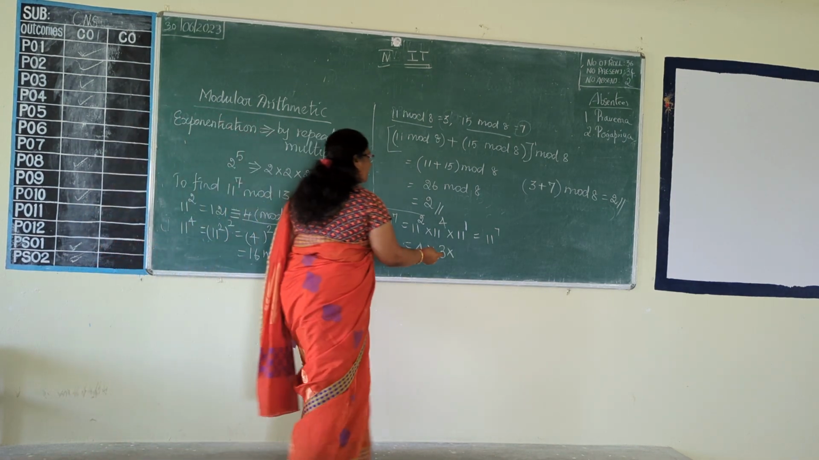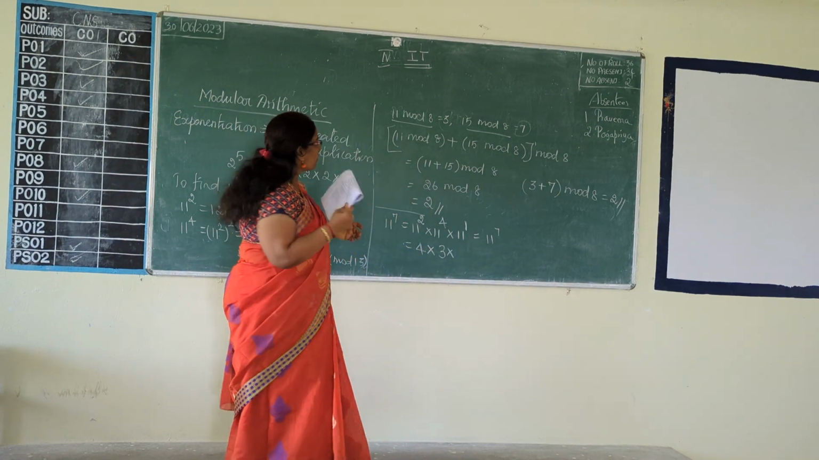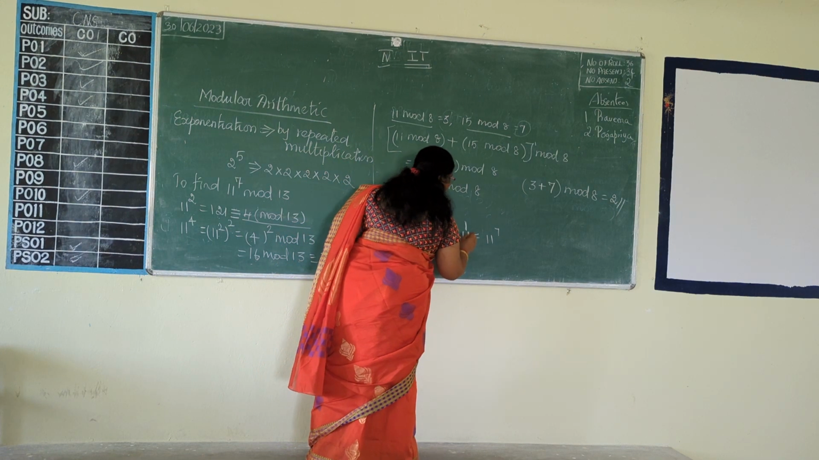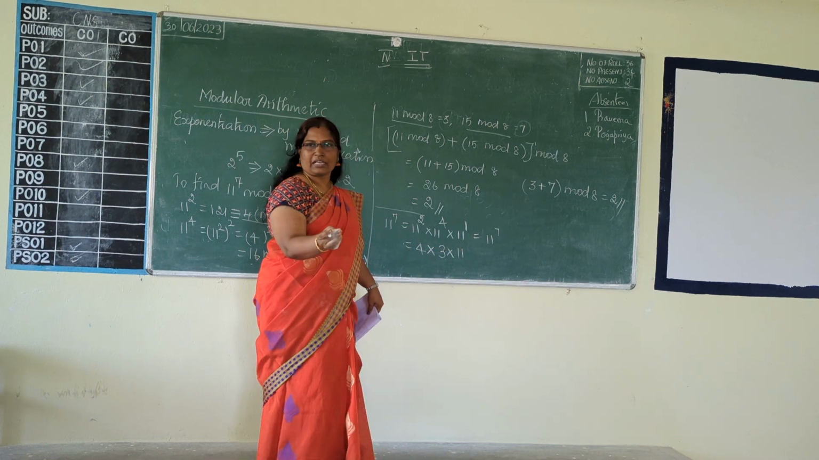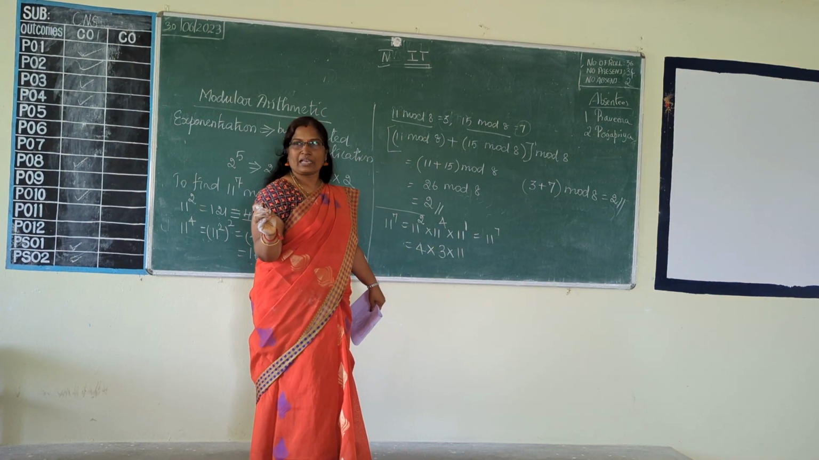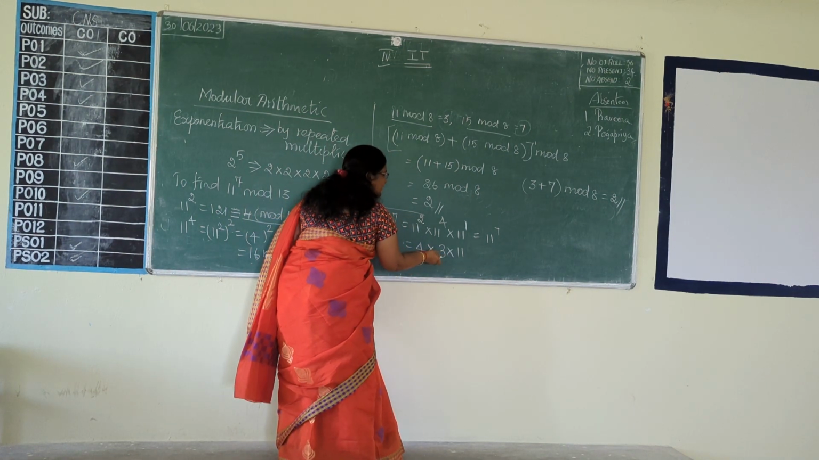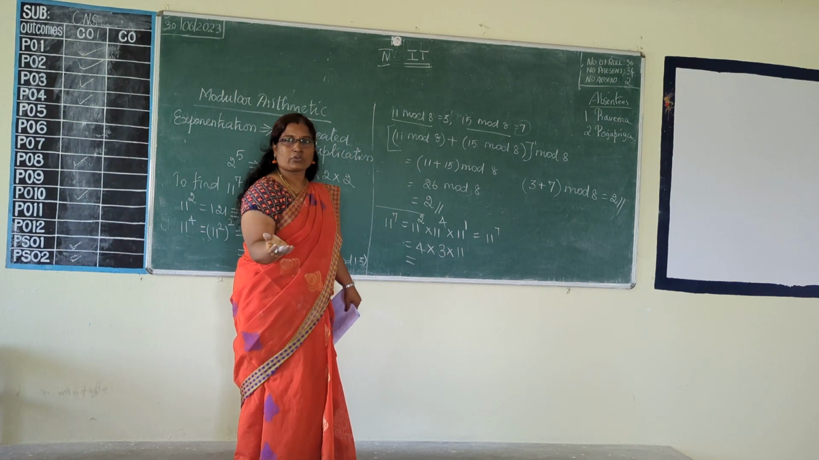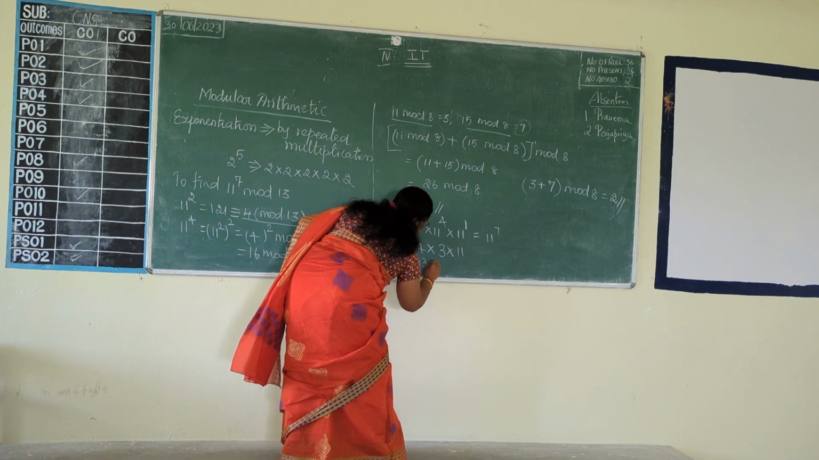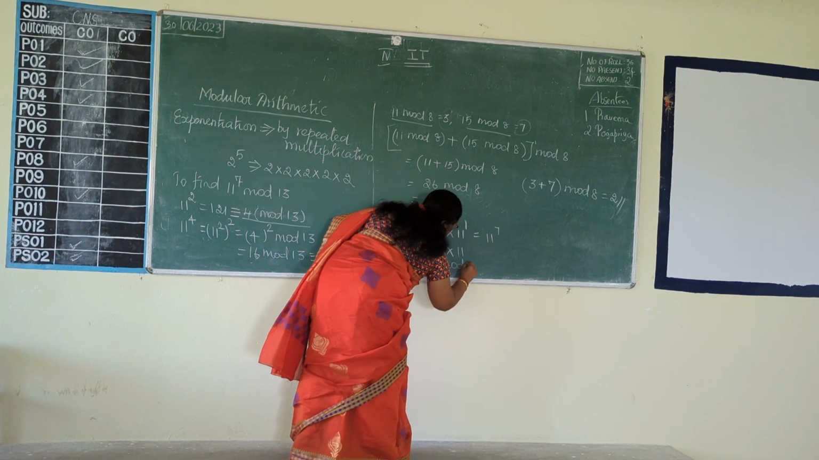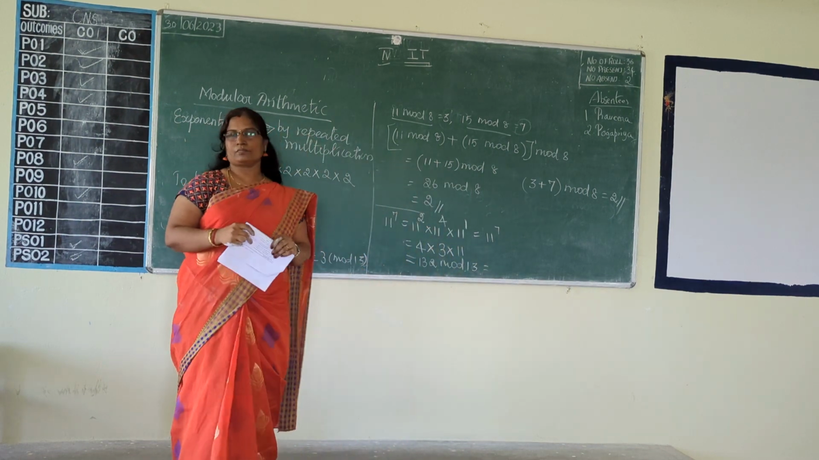On all that you are going to apply the mod value. So you take 11 as it is, or simplify this and then apply mod. This is an easy one, you know. 4 3s are 12. 12 into 11 is 132. So 132 mod 13.